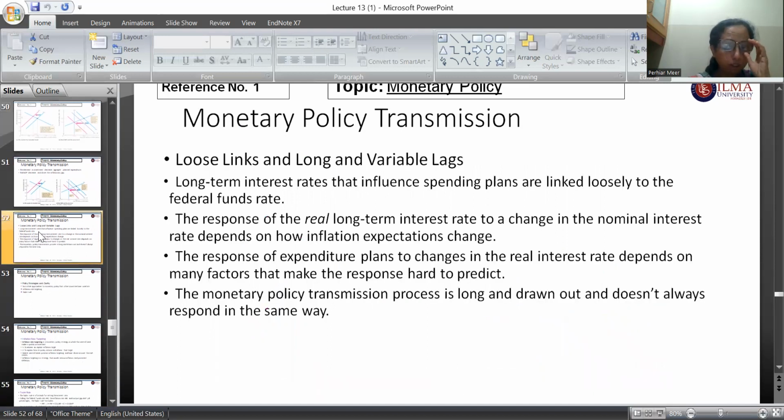So the monetary policy transmission has loose links and long and variable lags. The long-term interest rate that influences spending plans is linked loosely to the federal funds rate. The response of the real long-term interest rate to a change in the nominal interest rate depends on how inflation expectations change. The response of expenditure to a change in the real interest rate depends on many factors that make the response hard to predict. The monetary policy transmission process is long and drawn out and doesn't always respond in the same way.